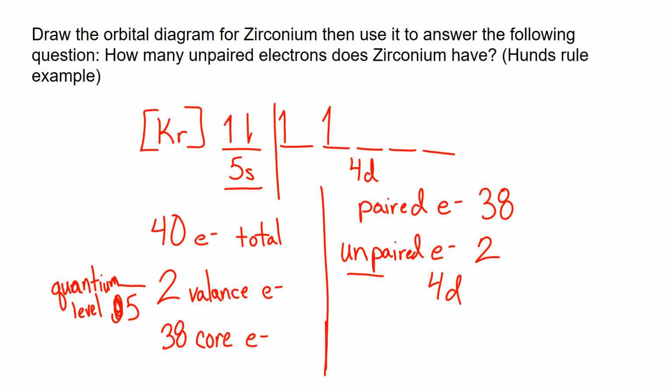This is a Hund's rule example, because remember, Hund's rule says that the last place that we're filling has to give a maximum of unpaired. So that's what we're looking at there. If I was looking at iron instead, I would have had 4 unpaired electrons, because iron is 6 places into the d, so it would have 4 unpaired.